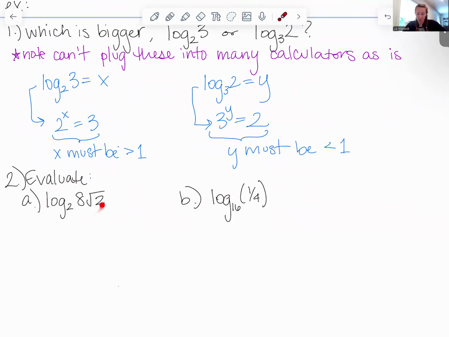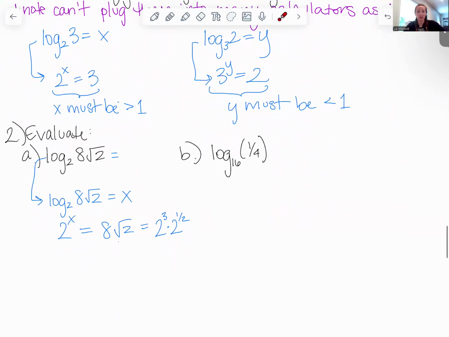All right, so now we're going to evaluate these. So it means we're trying to find a number answer. Okay, so I'm going to call this x, and that way I can switch it to exponential form, which I feel a little more comfortable with. And it at least gets me somewhere to go. Sometimes I don't know what I need to do with logs. And if you're ever stuck like that, it's often a good idea to change forms. So here, if I set this equal to x, I'm going to change the form. So I get 2 to the x is equal to 8 root 2.